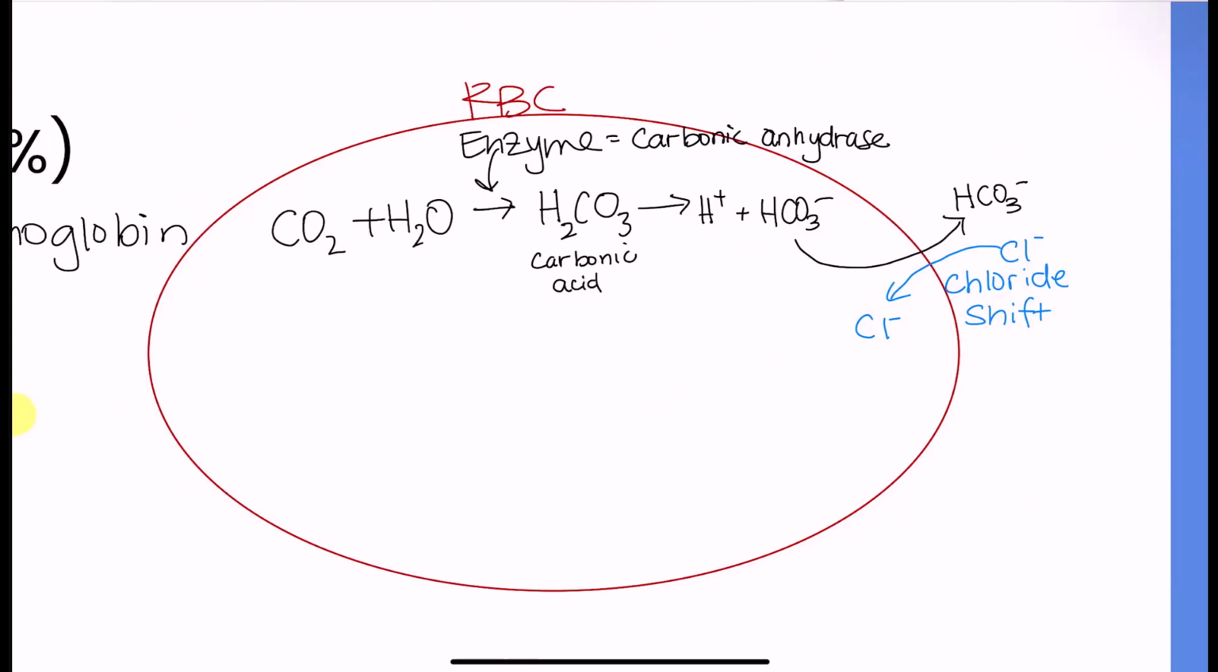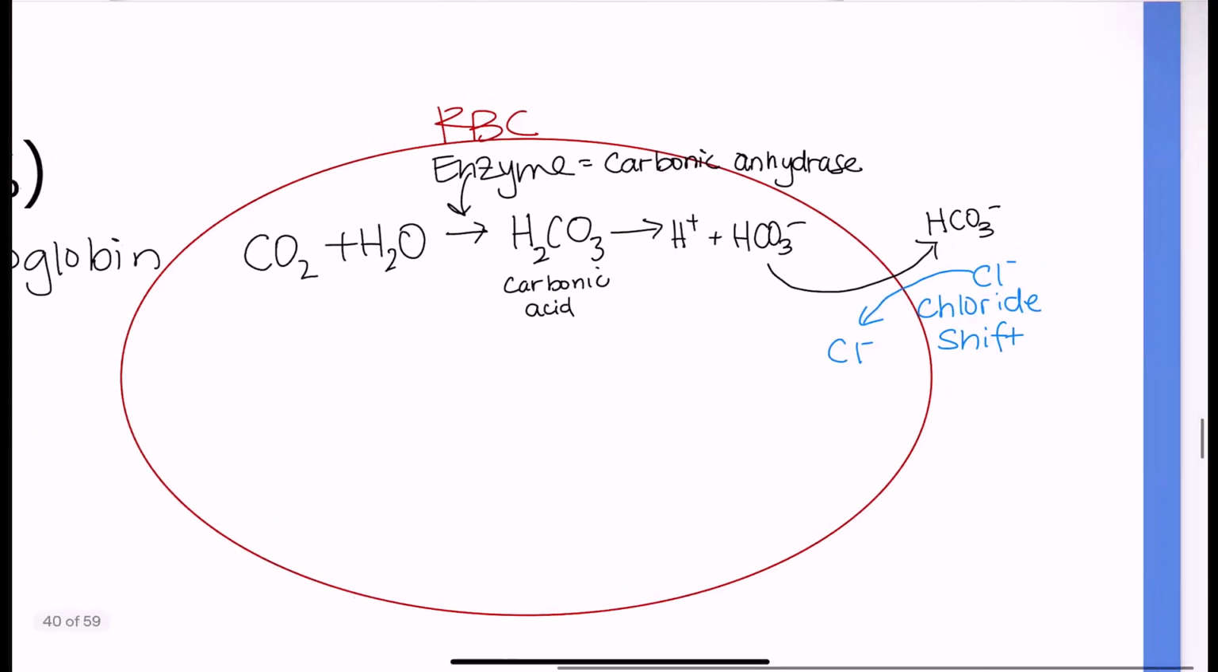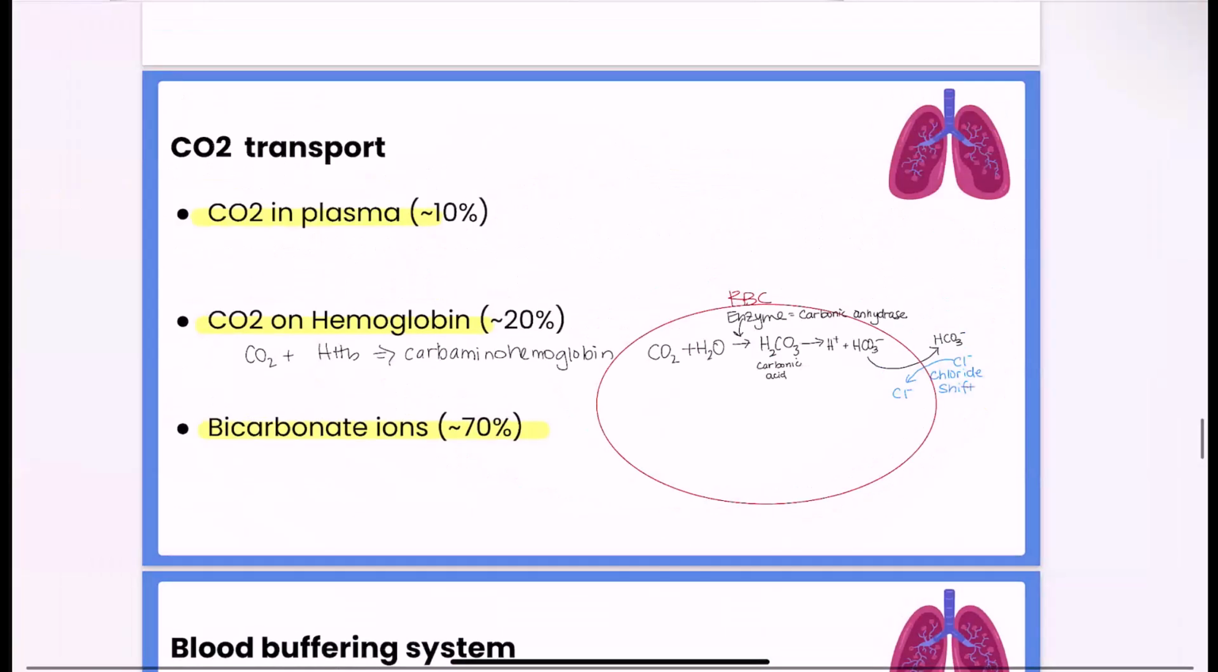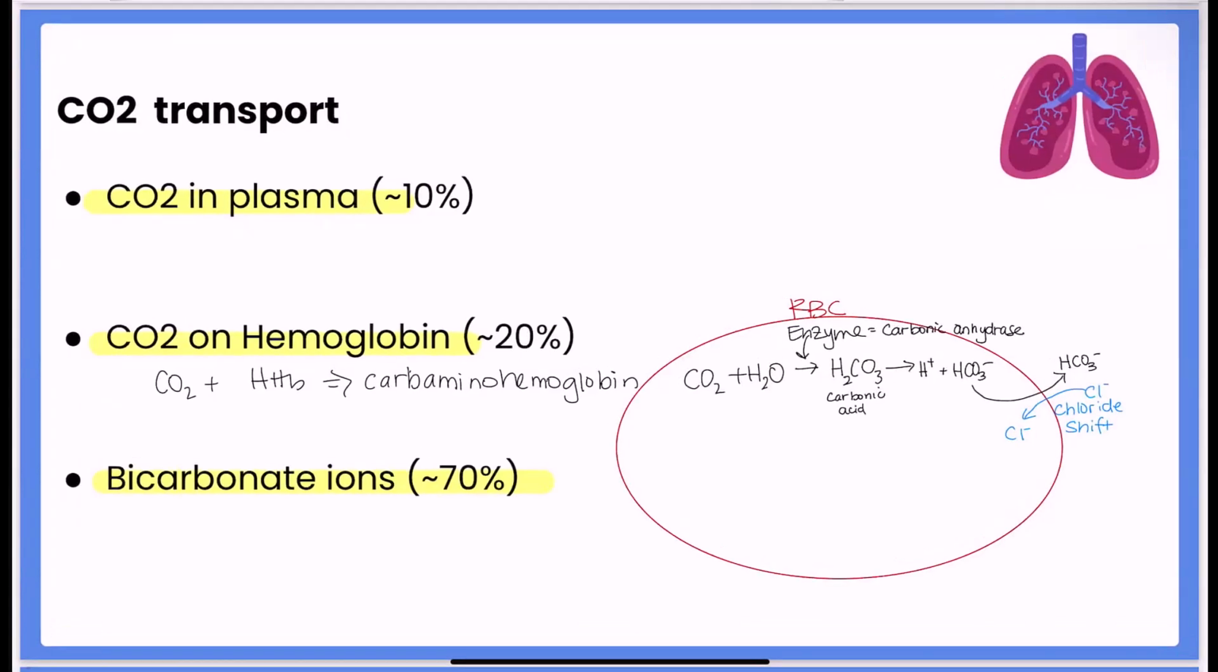So it keeps the charge the same. And likewise, if bicarb wants to enter that cell again, then that chloride will just leave. Chloride shift again. So this reaction is really important, and we're going to talk about it again on the next slide. But the big thing to know is that bicarb is how CO2 travels in the blood. And it's done because of this.